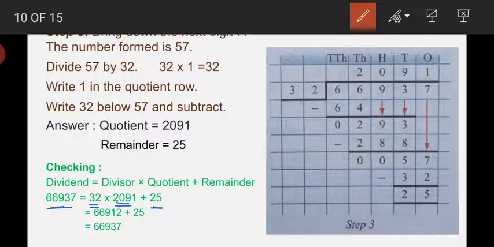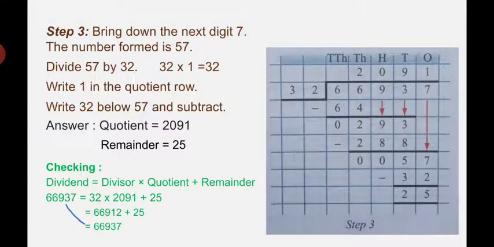In the next step, you have to multiply these two. If we multiply these two, we get 66,912, and you have to add 25 to that. So we get this number. You can see that these two are equal. So we can say that our division is correct. In this we have to divide and cross check also.